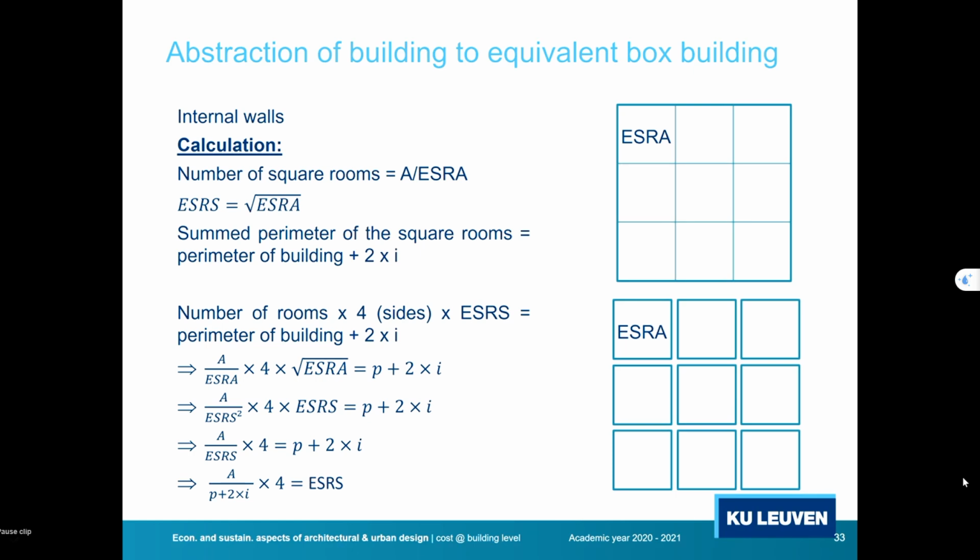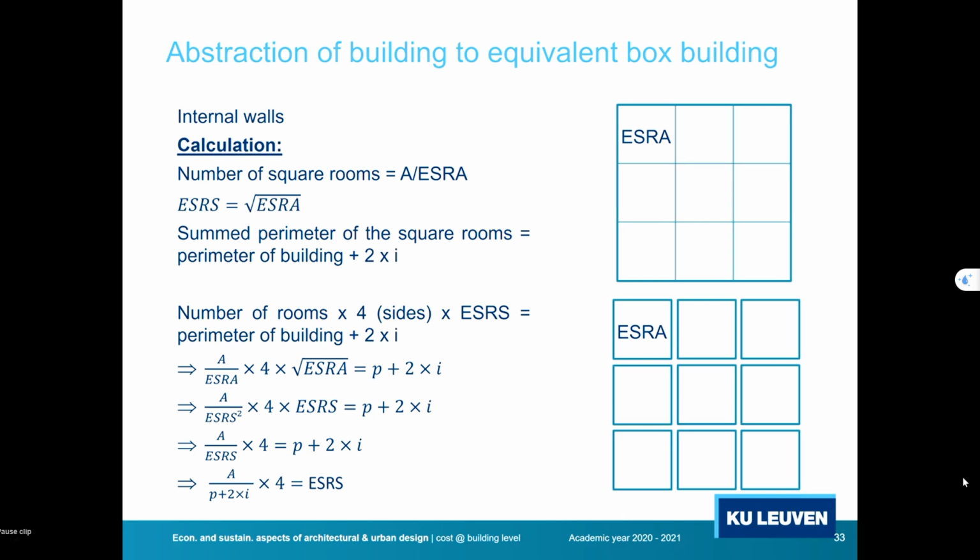Now, what we know is the number of rooms multiplied with the 4 sides multiplied with the length of one side is the total length of all these sides of the rooms. And that hence should be equal to the perimeter plus twice this internal length.